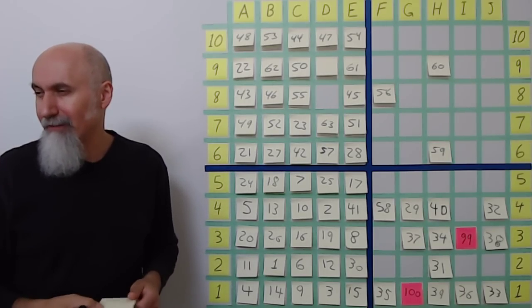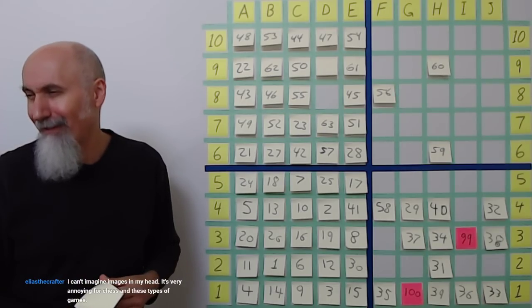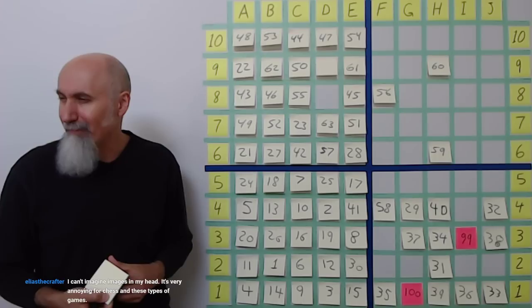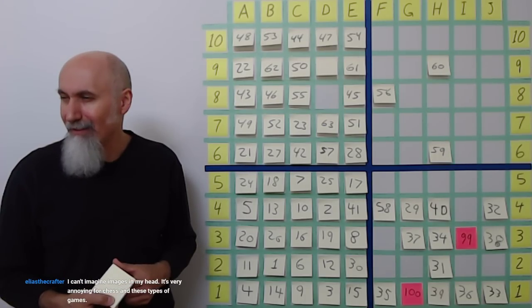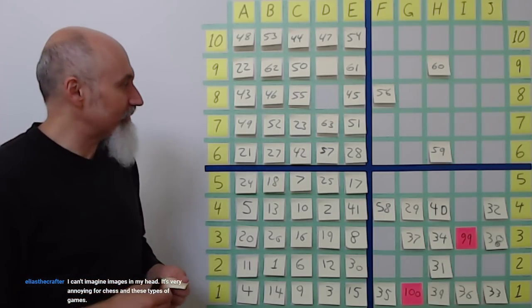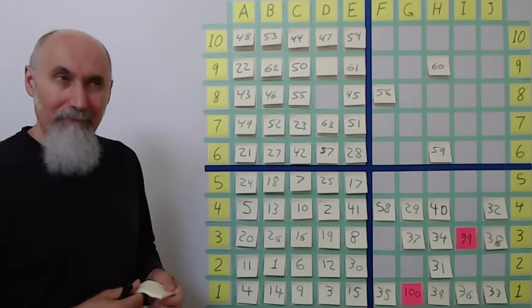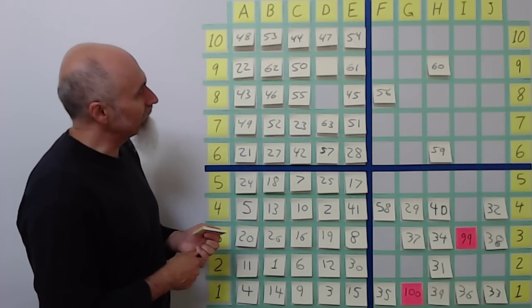I'm very bad at this game. Elliot, alias the Crafter: I can't imagine images in my head. It's very annoying for chess and these types of games. Yo, man, that would be difficult. Very difficult for chess for sure. And this game, how else could you resolve it? Oh, you can't really, you need to see the pattern, right?